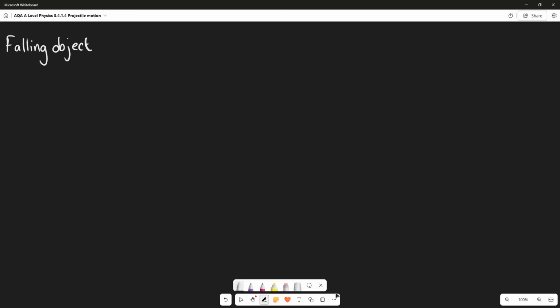Welcome to projectile motion. We are going to be using the equations of motion here to solve problems of an object that is falling in response to gravity alone. All of those situations are referred to as projectiles, but we're going to start off with a very, very simple example and then gradually introduce complexity.